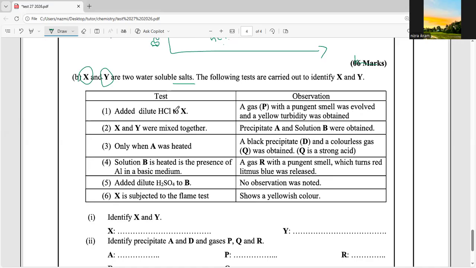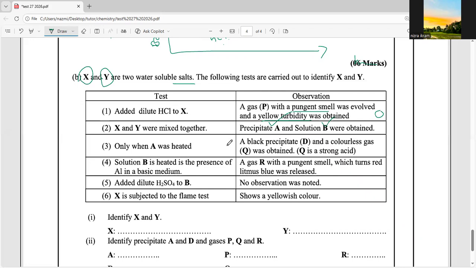Added dilute HCl to X. A gas with pungent smell is coming, and also yellow turbidity. Then probably sulfur has to form. Okay, let's see that. X and Y are now mixed together. So a precipitate and a solution are forming.